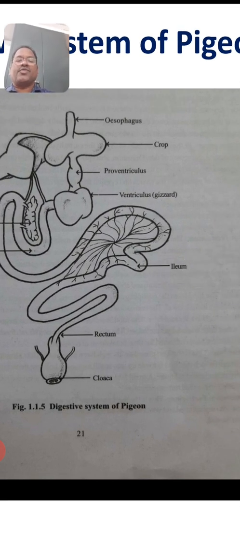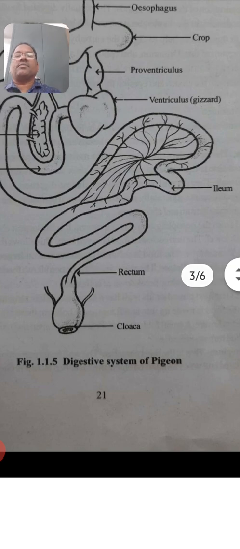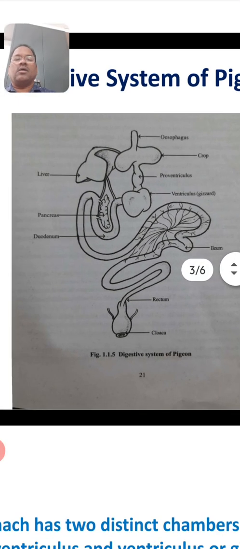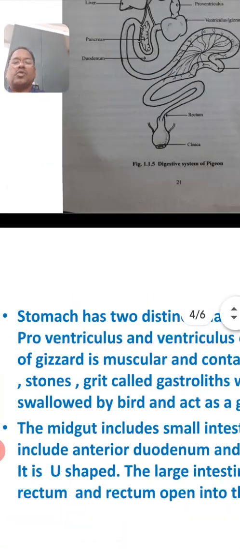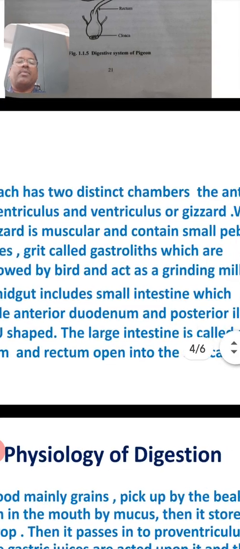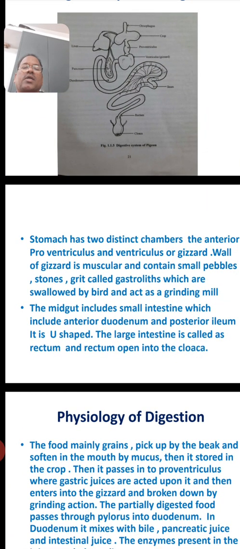This ileum is followed by the rectum, which is a large intestine, where the undigested food is stored, and through the cloaca the undigested food is expelled out of the intestine. So then there is a stomach. The stomach has two distinctive chambers. There is the anterior chamber, which is called the proventriculus, and the posterior chamber, which is called the ventriculus, also called the gizzard.